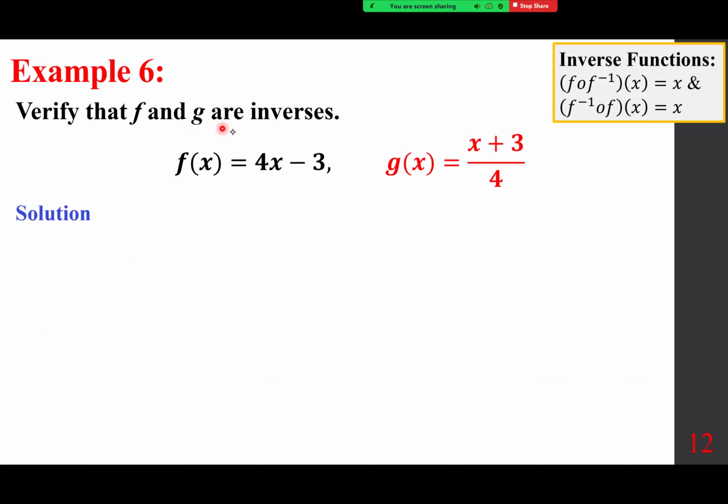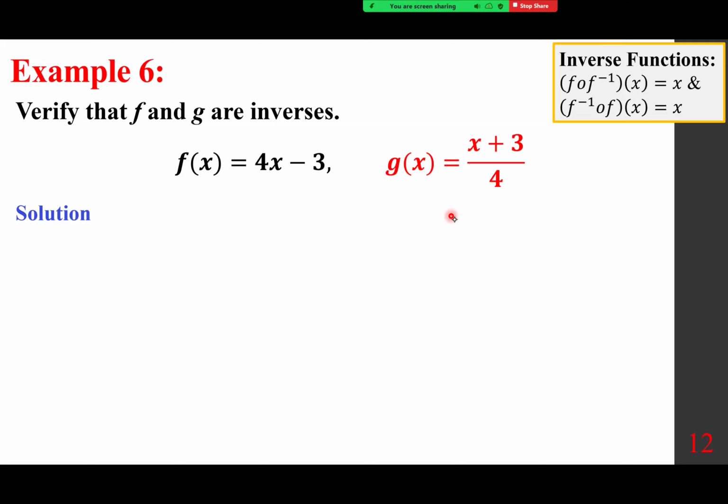Verify that f and g are inverses. f of x is 4x minus 3, g of x is (x plus 3) over 4. As long as you verify one of them is good enough. For practice, we are going to do both. So we are going to do f of g, okay? We are going to look at the composite function f of g. If it's x, that's a proof.